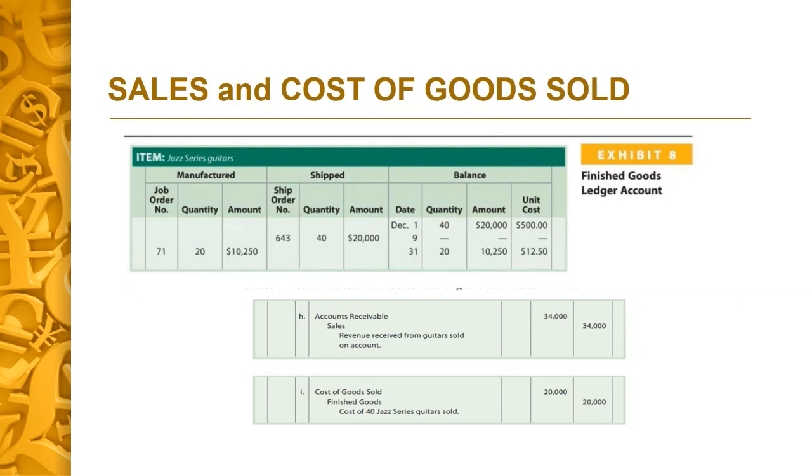In a job order cost accounting system, the preparation of a statement of cost of goods manufactured, which was discussed earlier, is not necessary. This is because job order costing uses the perpetual inventory system, and thus the cost of goods sold can be directly determined from the finished goods ledger as illustrated in Exhibit 8.